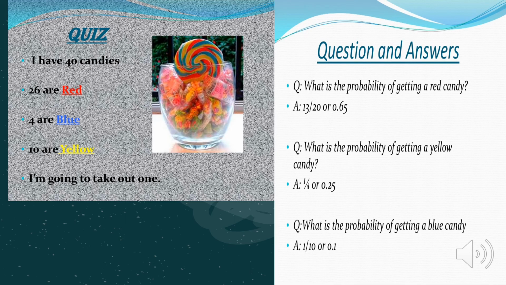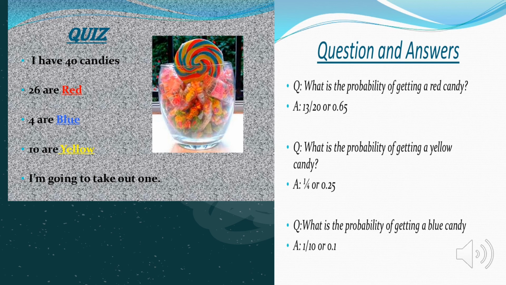Now this is your quiz time. See, I have 40 candies, 26 are red, 4 are blue, 10 are yellow, and I am going to take out 1. So what is the probability of getting a red candy? Can you guess it? I have written the result, but I want you to think and jog your mind. Tell me, what is the probability of getting a red candy?